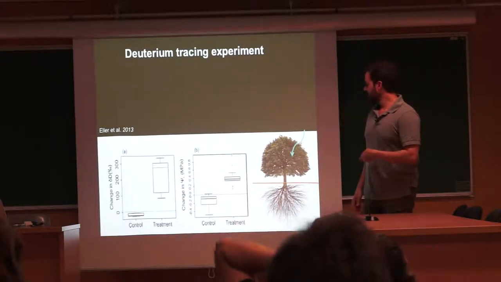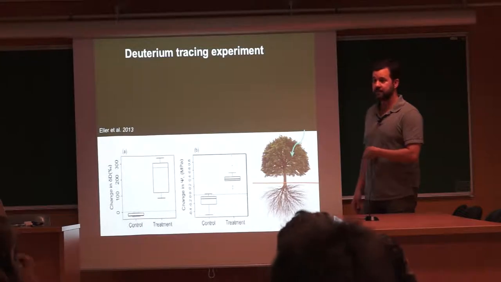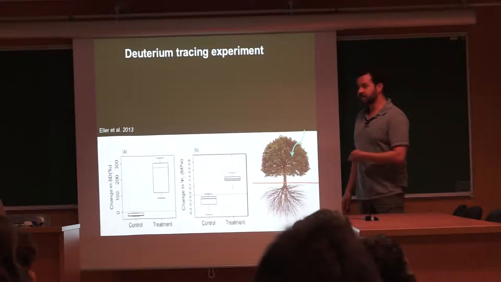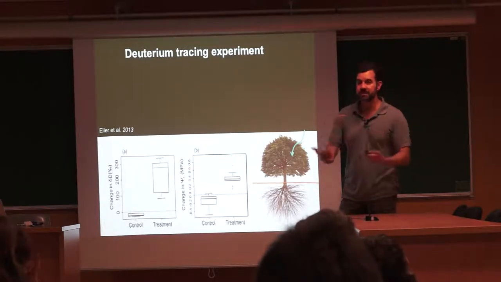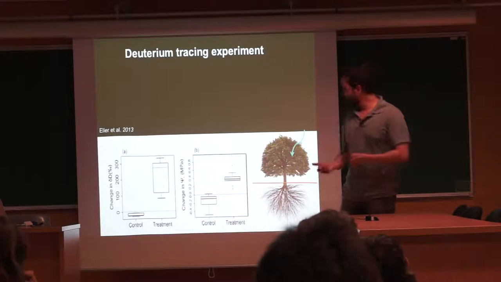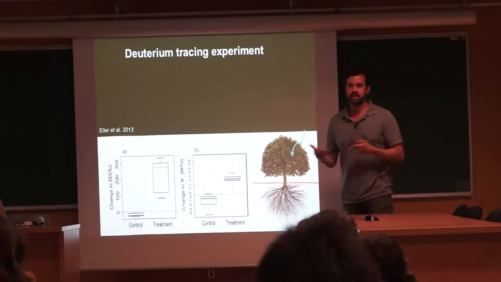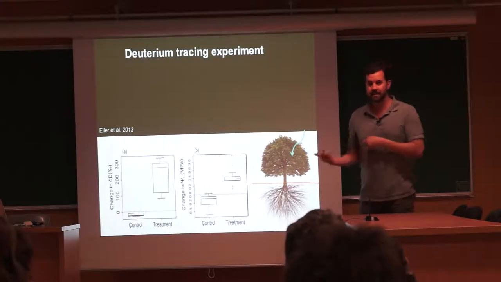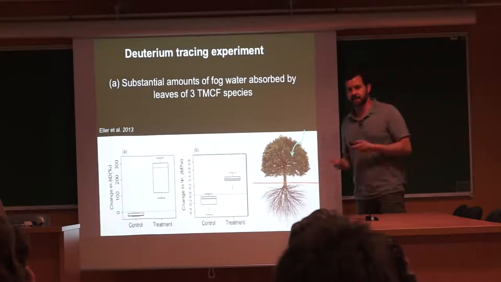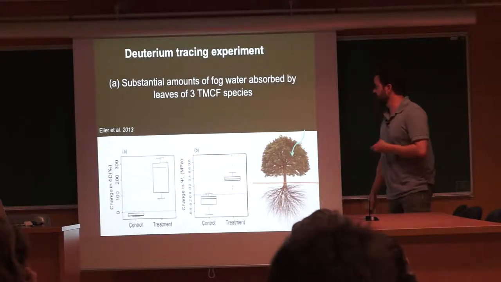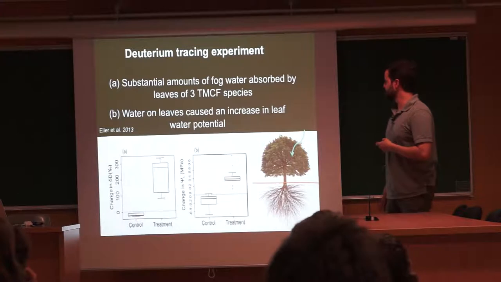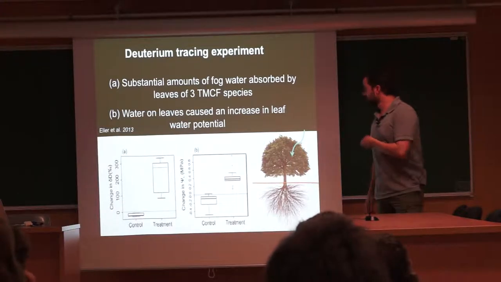Okay, so basically this is showing that compared to the control plants, the plants that received this fog did show the signature of the enriched isotopes inside the xylem. And this also had a major effect on the water potential. For those of you who are not familiar with water potential, these positive changes mean that the plant has hydrated after being exposed to fog. So fog was not only absorbed, but also had a major physiological effect. It increased the water potential of these plants. So this was the first evidence that these species could absorb substantial amounts of fog water through their leaves, because the soil was completely sealed with plastic. And this water actually caused an increase in leaf water potential.